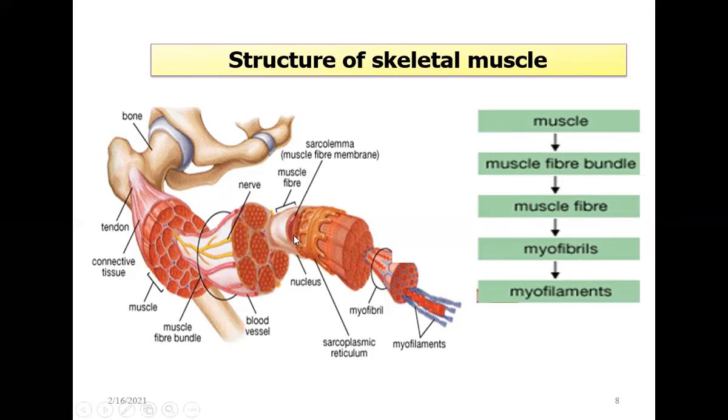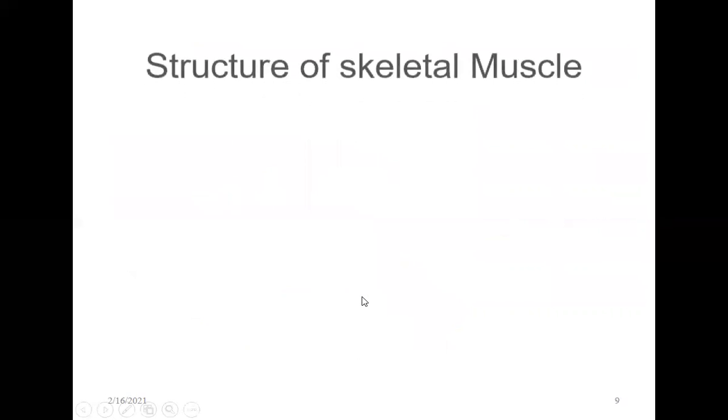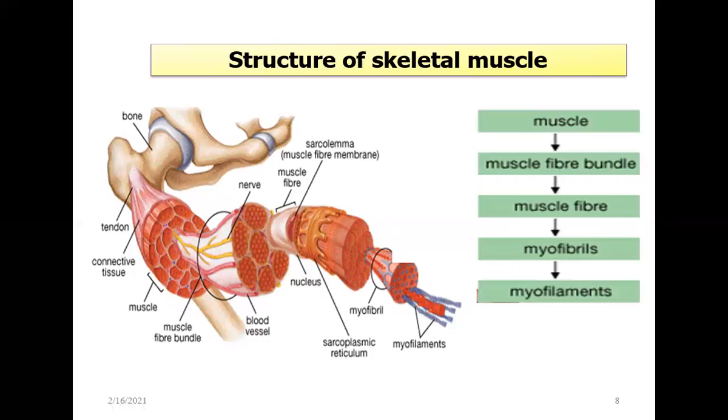Each muscle fiber is made up of myofibrils. You see here, this is the muscle fiber, and it is made up of many myofibrils. This is one myofibril. Now, if you dissect again further and see within each myofibril, there are multiple myofilaments. These are called the actin and myosin myofilaments. So this is how it looks.